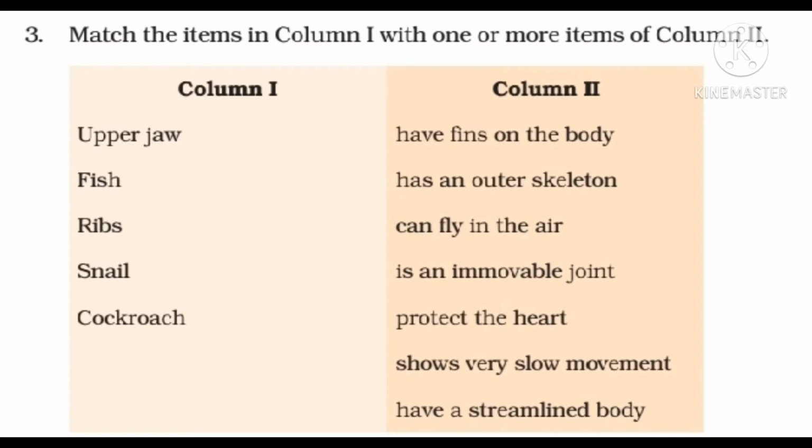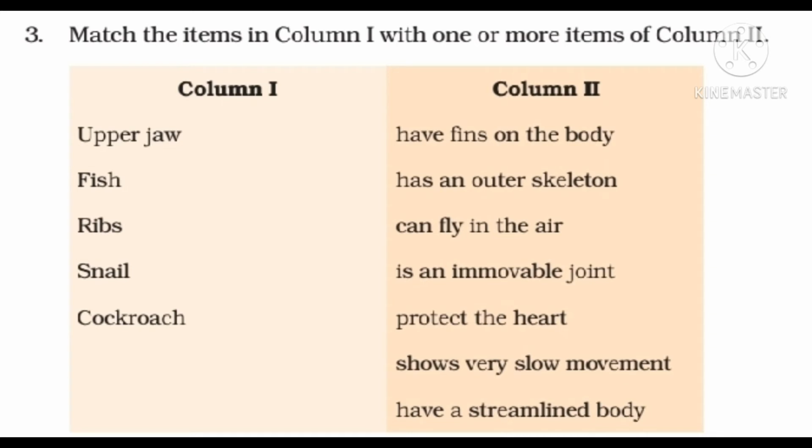Next is match the items in column 1 with one or more items of column 2. In column 1 you can see upper jaw, fish, ribs, snail, cockroach, etc. In column number 2: have fins on the body, has an outer skeleton, can fly in the air, is an immovable joint, protect the heart, shows very slow movement and have a streamlined body. Let's match.